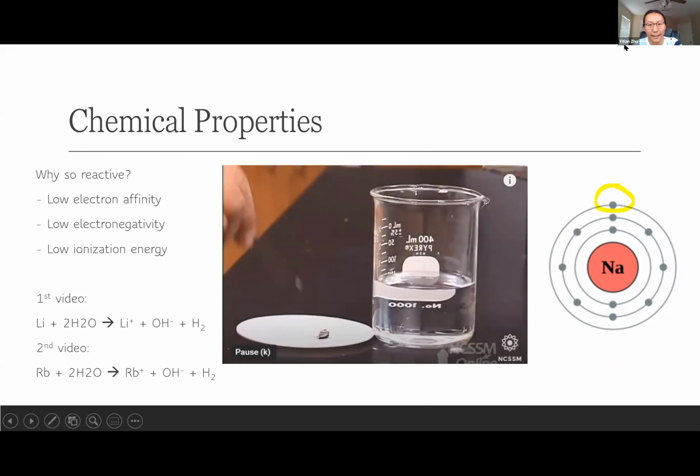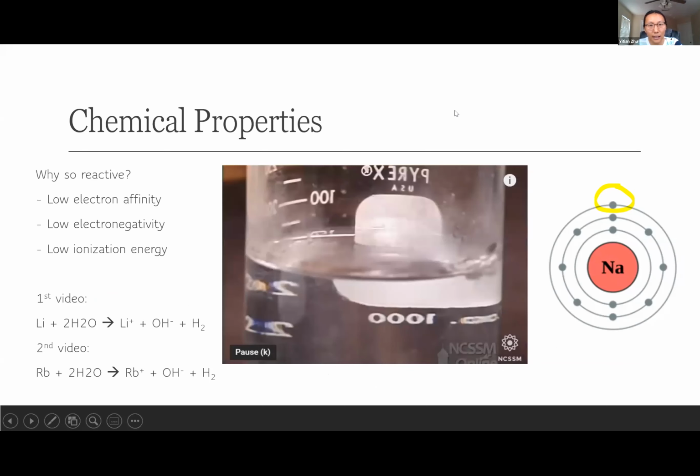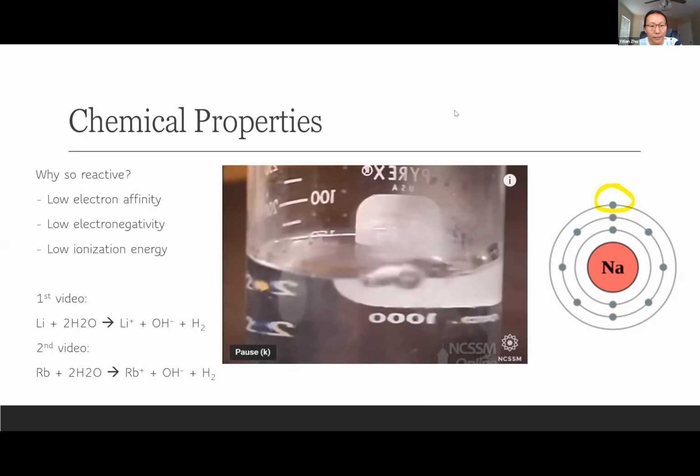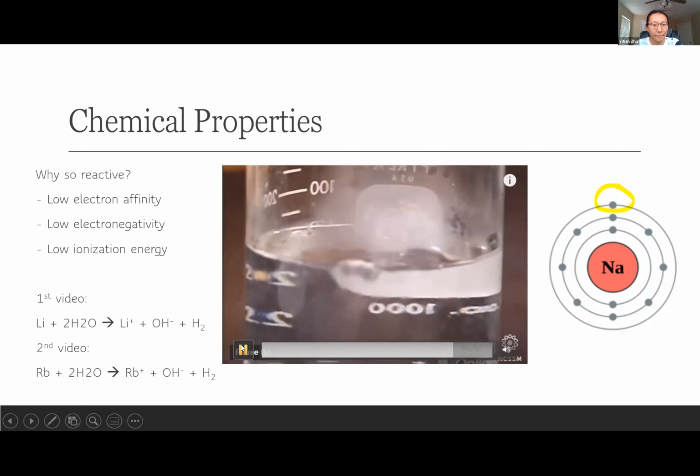Hopefully you guys can see the video. And remember when we talked about how lithium is not very dense, it's actually floating on top of the water. Wait, is it working? Okay. And on the left side, you can see that reaction.